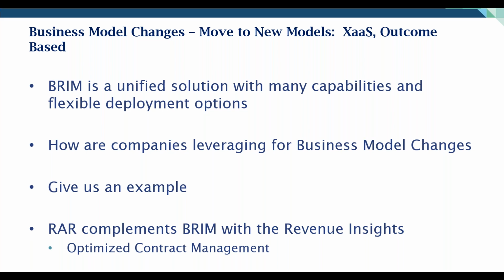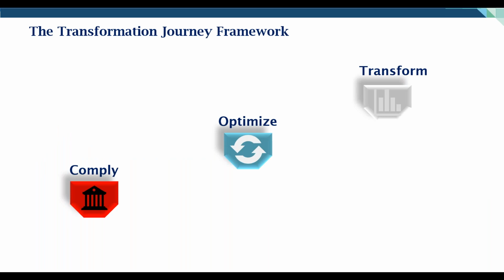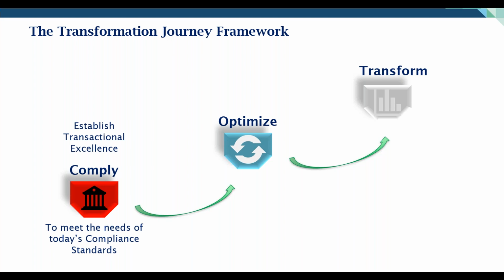But a lot of companies also are looking at the idea of how do I do process optimization? And let me put a little bit of context around that. So, at Bramasol and working with Pete and the SAP team, we have this framework that we use called comply, optimize, and transform. And the idea is that you move along this framework as you establish your business and your processes.